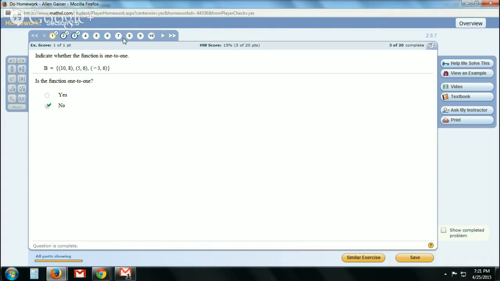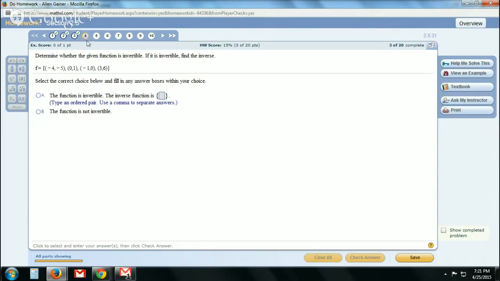How about another? Let's look at this one. On it, for the x's, -4, 0, -1, 3, none of the x's got repeated. What about the y's? -5, 1, 0, 6. That means none of the y's got repeated. That makes it a one-to-one function.